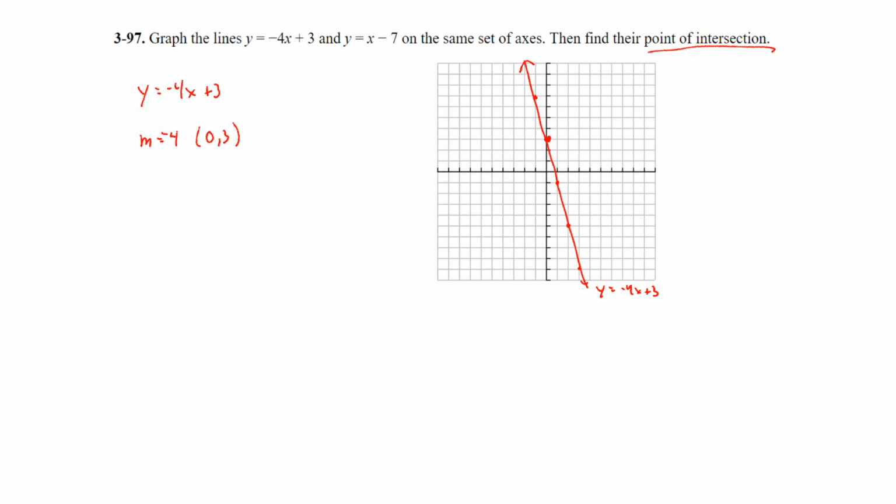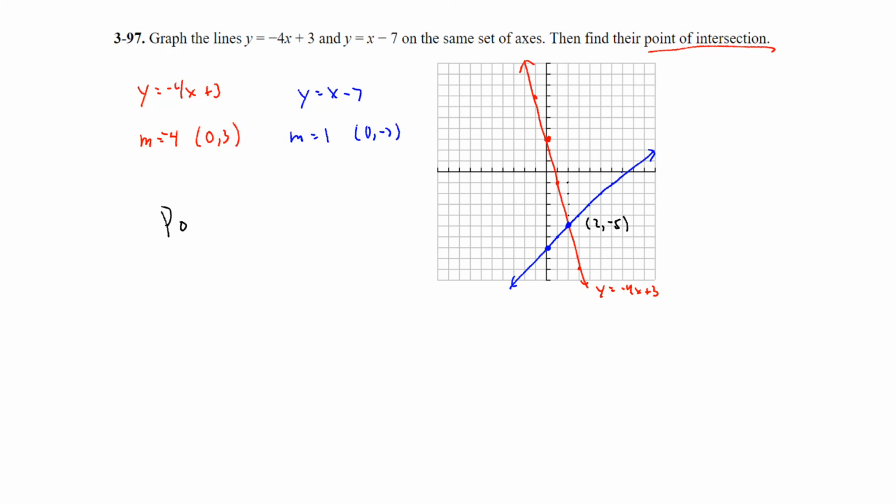And then on the second one, we have y equals x minus 7, slope of 1, y-intercept of (0, negative 7). So we'll plot that. Y-intercept first, and then up 1 over 1, up 1 over 1, and you can see, let me try that again, that the lines do intersect, and it looks like they intersect at the point x is 2, and then 1, 2, 3, 4, negative 5.